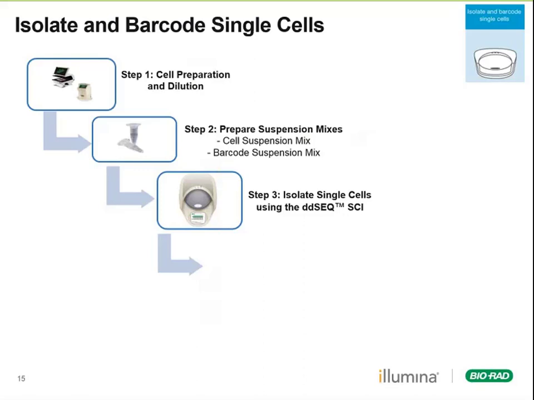Next, we're going to prepare the reagent mixes that are going to be loaded onto the one-use cartridge. We load the cartridge, and then we put it on the ddSEQ SCI to run, generating single cells and droplets.